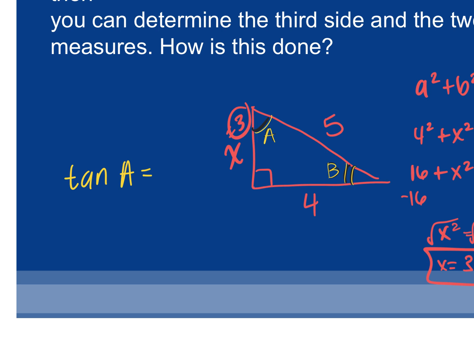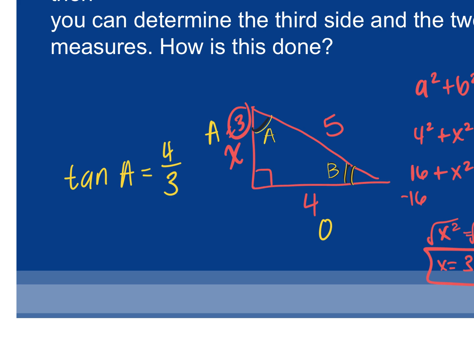Very good. Why is it 4/3? Someone explain that to me. Why would the tangent of letter A be 4/3? Juliet? Excellent. The 4 is opposite the A, and the 3 is adjacent to the angle A. Do we all see that? What questions do we have about this?